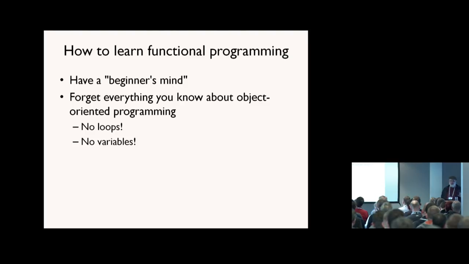You need to forget about loops. You need to forget about variables. You need to forget about objects. If you try and bring your OO concepts into learning, you'll get very frustrated. You say, well, how do I do a loop? And how do I do an object? And how do I do, you know, a mutable variable? It's like, just forget those things even exist, and your life will be a lot easier.